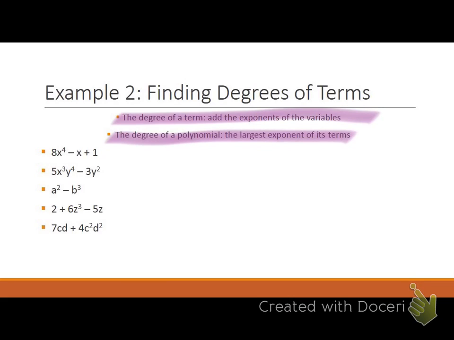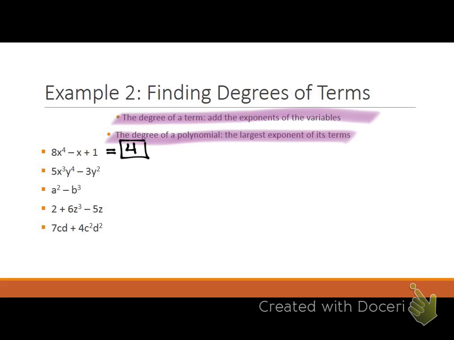So look at the first one, 8x to the fourth minus x plus 1. How many terms are in that expression? 3 terms, but only 2 of them have variables. So out of the 2 terms with variables, which term has the higher exponent? 8x to the fourth, and what is that exponent? 4. So 4 is the degree of the polynomial. The highest exponent in the terms of the polynomial, that's what I go with.